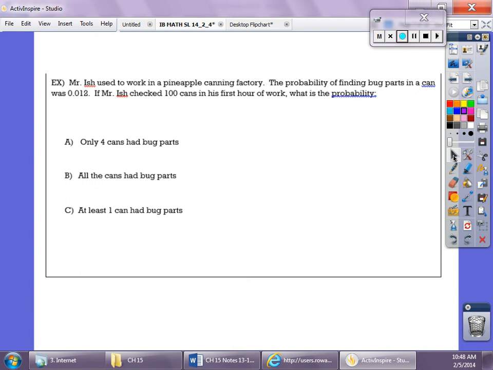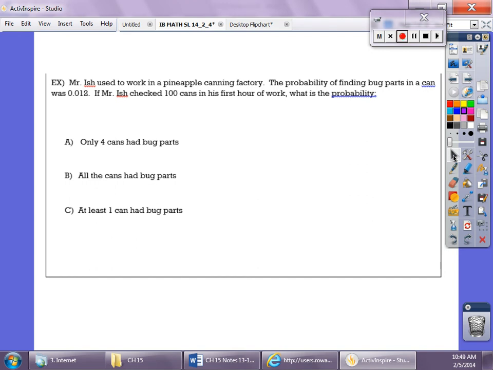He used to sit in a factory and look with a microscope at the number of bug parts in a can of pineapples, and if there were too many bug parts, they had to throw that can of pineapples out. And you could ask him how many parts he was allowed to find to let it pass inspection, because yes, there were bug parts that were allowed to be in the cans. So, if Mr. Ish checked 100 cans in his first hour of work, what is the probability of that?